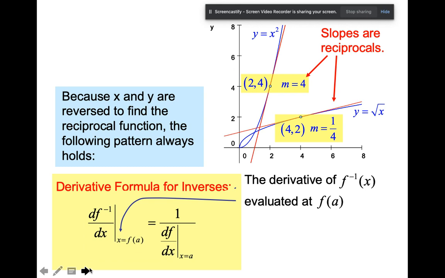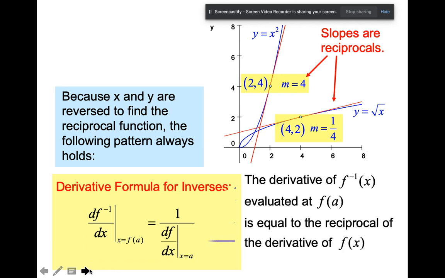The derivative of the inverse evaluated at the old range is equal to the reciprocal of the original derivative evaluated at the original domain. So remember, f prime at 2 was 4. So the derivative of the inverse at the old range 4 was that slope reciprocated.